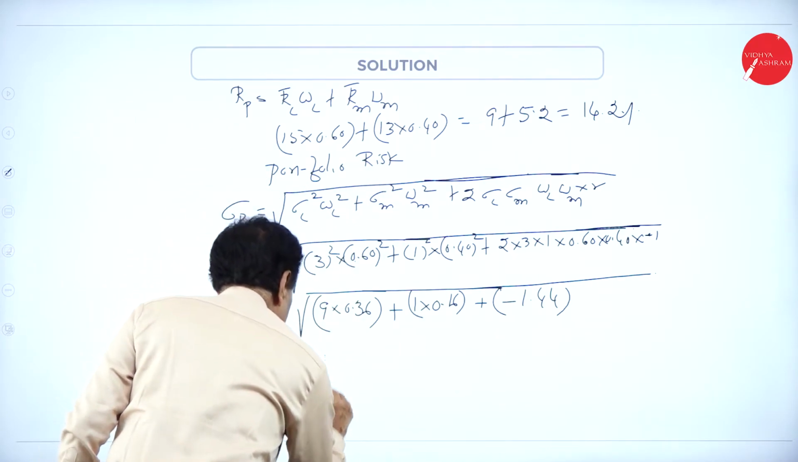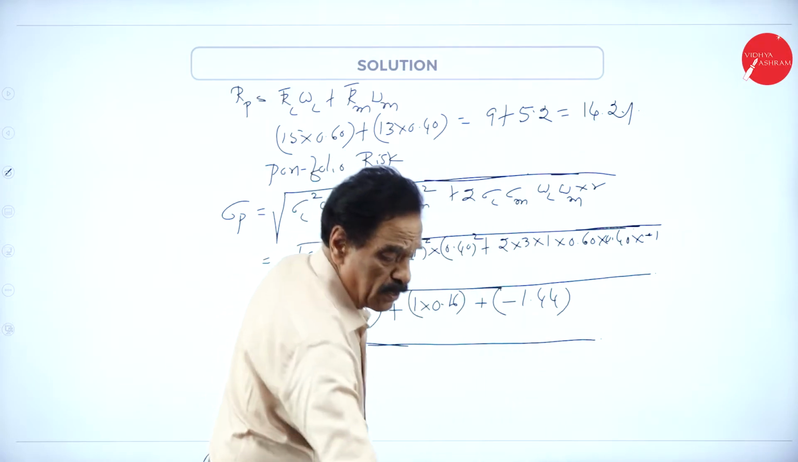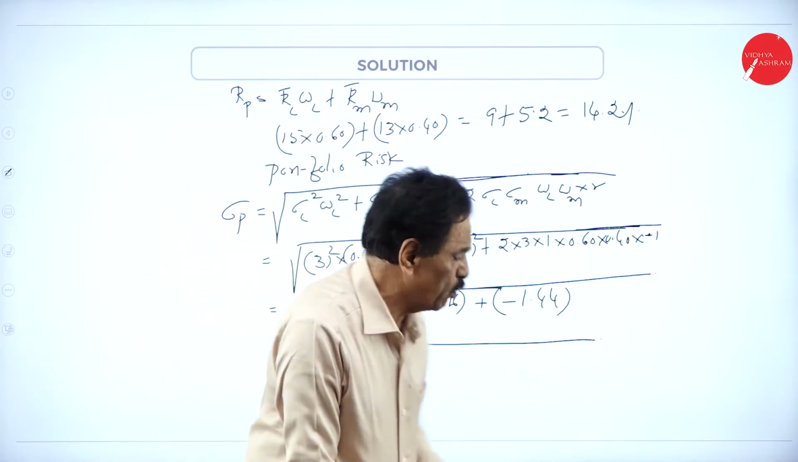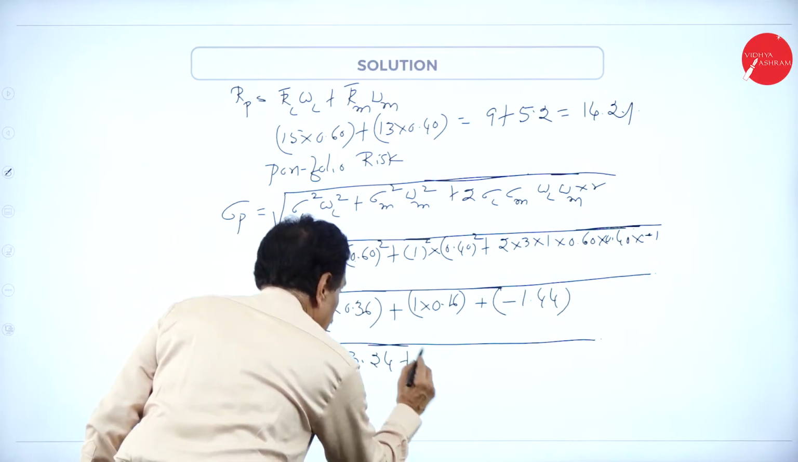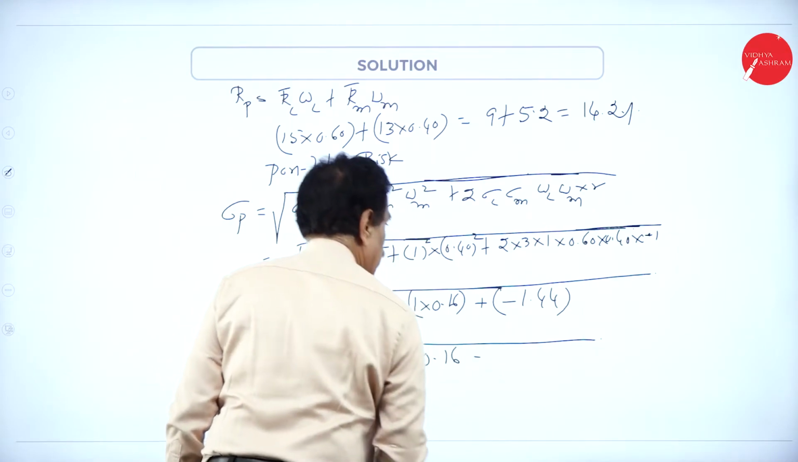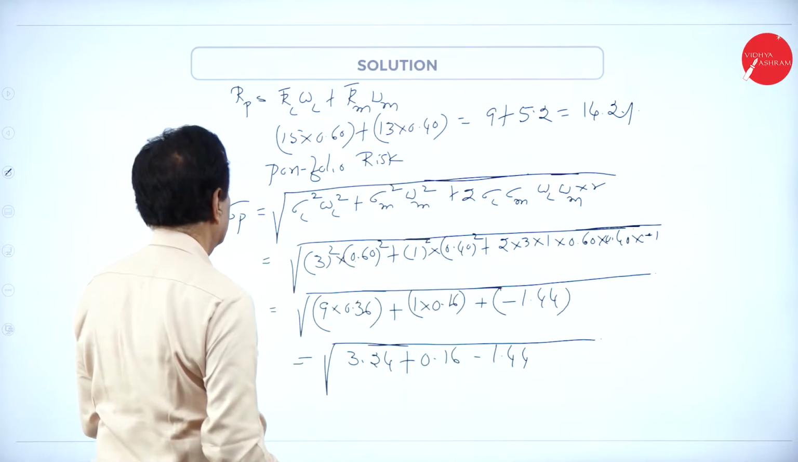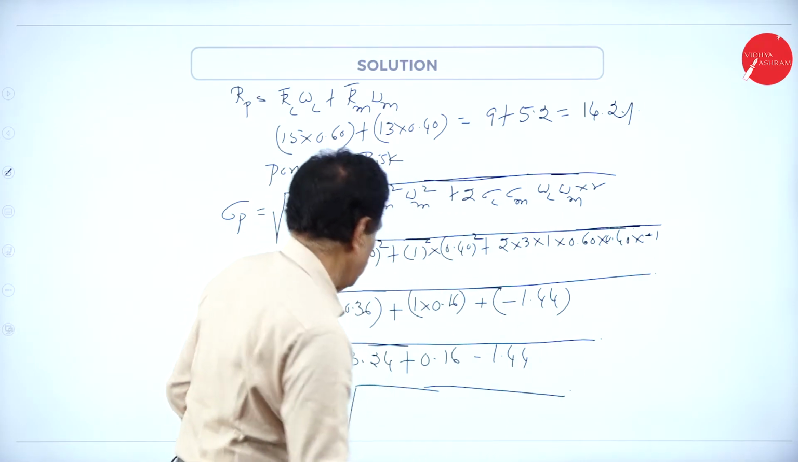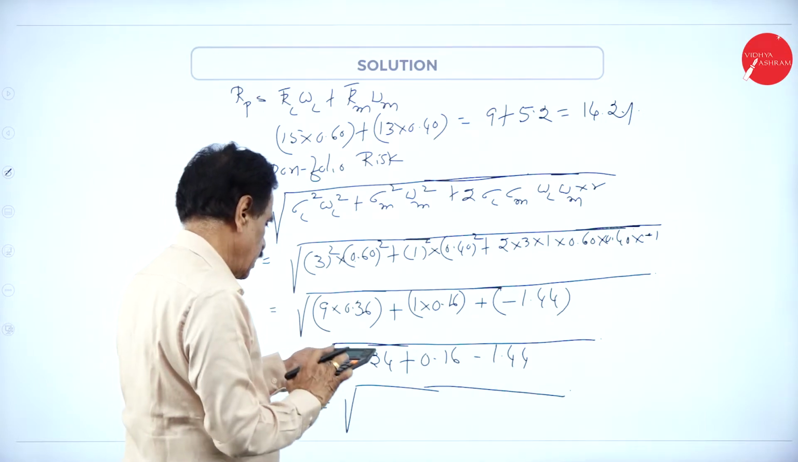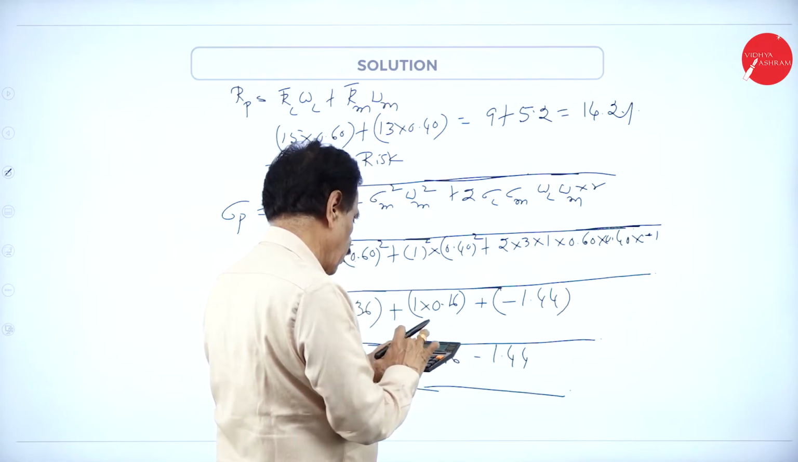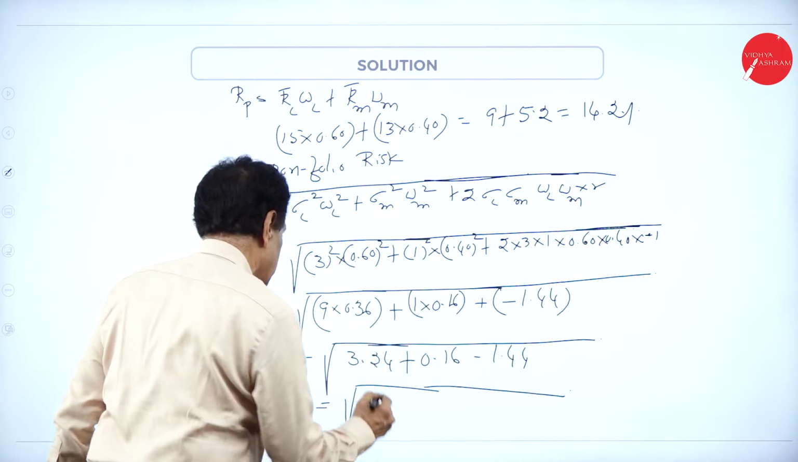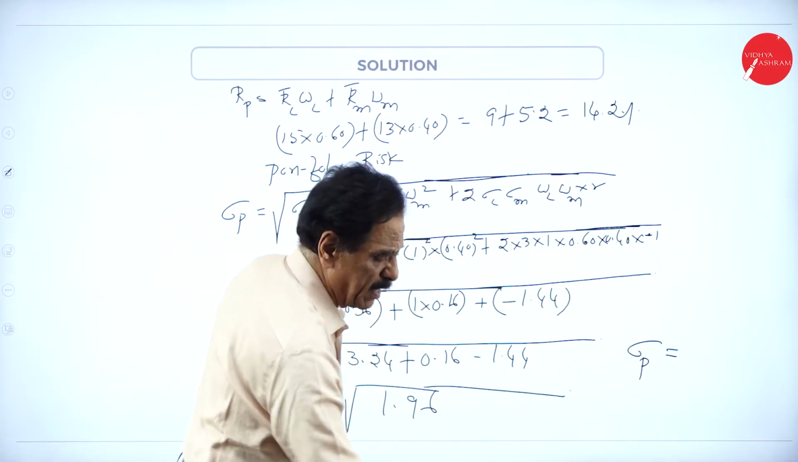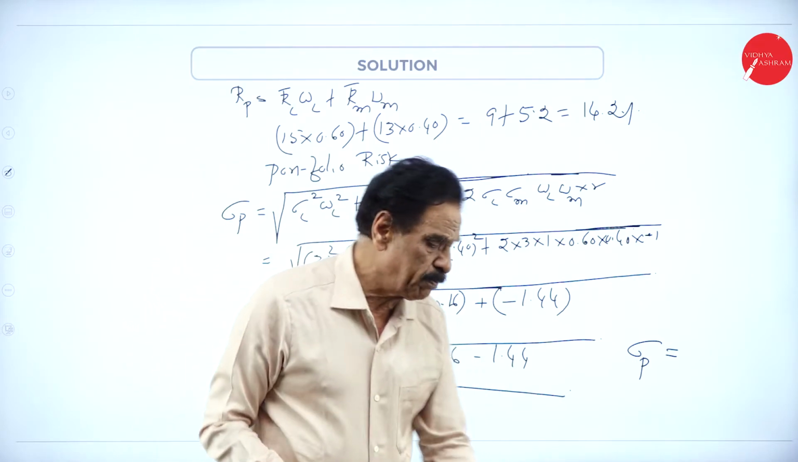Root of 9 into 0.36, 9 into 0.36 is equal to 3.24, plus 0.16 minus 1.44. We go to next one. So simplify root of this: 3.24 plus 0.16 minus 1.44 is equal to 1.96. So standard deviation P is equal to root of 1.96 is equal to 1.4 percentage.